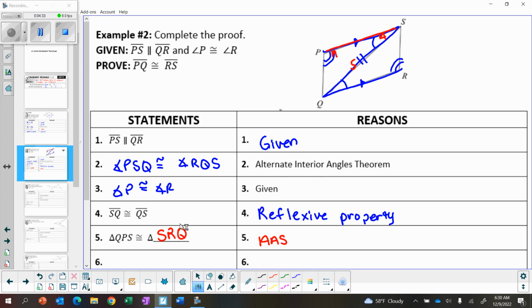And now that we know the triangles are congruent, I could say that PQ is congruent to RS. And that's because of corresponding parts of congruent triangles are congruent. CPCTC.